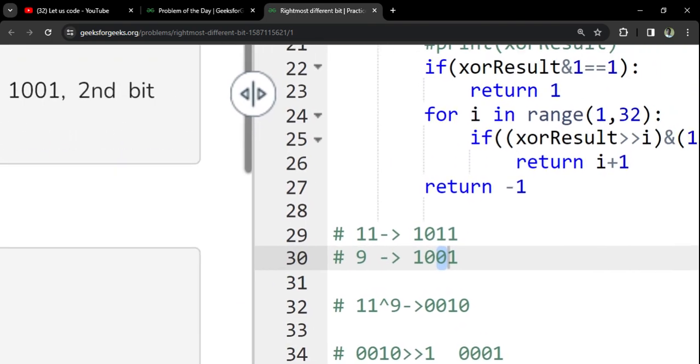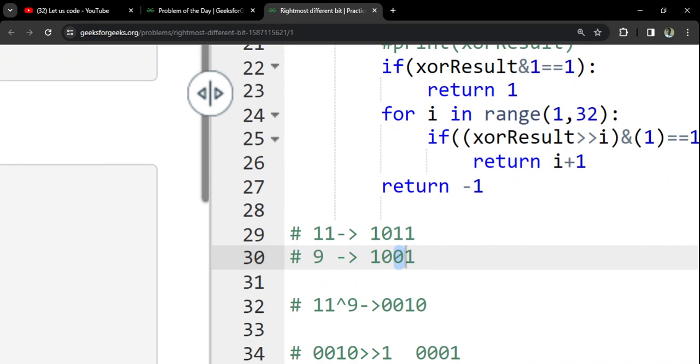A day or two back, we had learned what the XOR operation is, in the same Geeks for Geeks challenges. So by the way, what is XOR? If I take XOR of 11 and 9, what am I going to get? I'm talking about bitwise XOR, so do not confuse it with the other one. XOR means that if two digits are the same, the answer will be 0. If two digits are different, the answer will be 1.